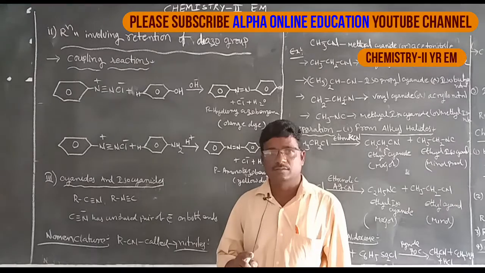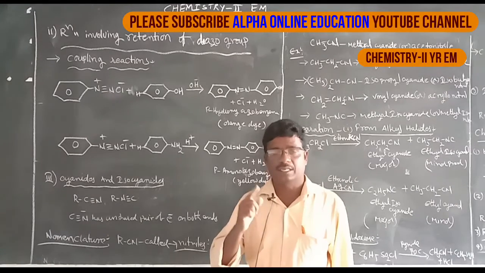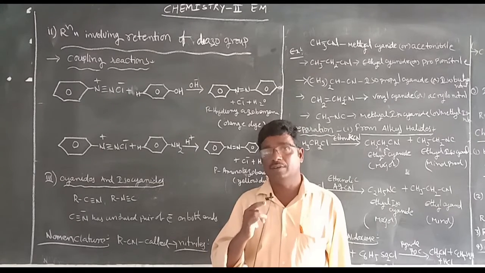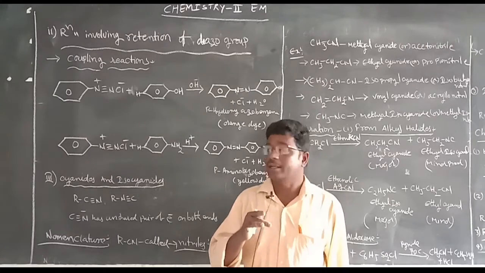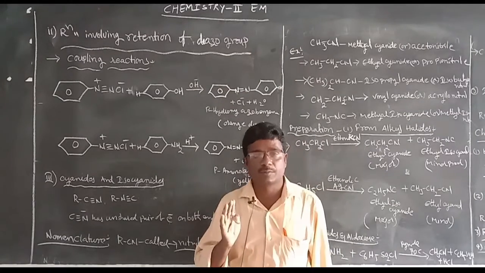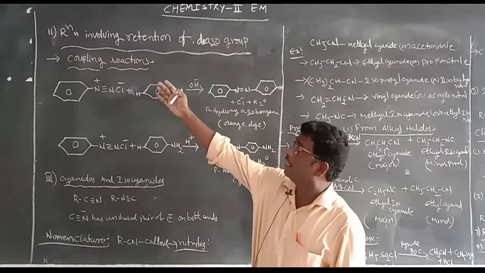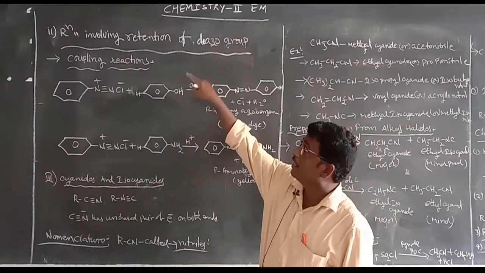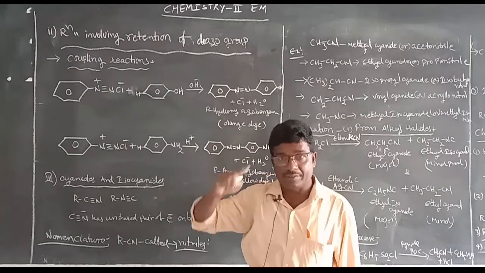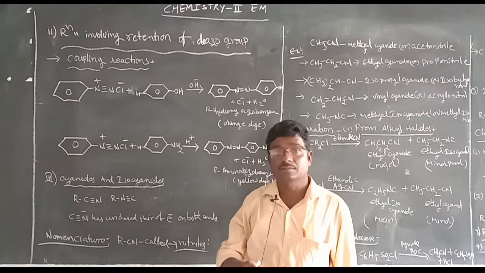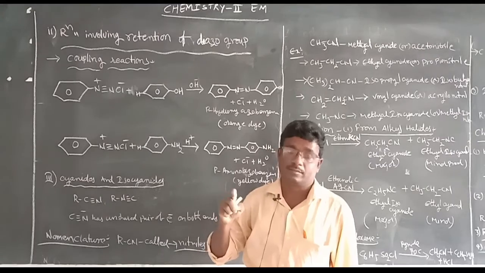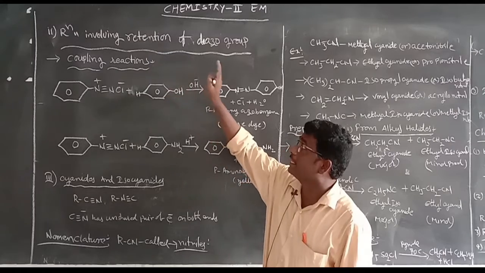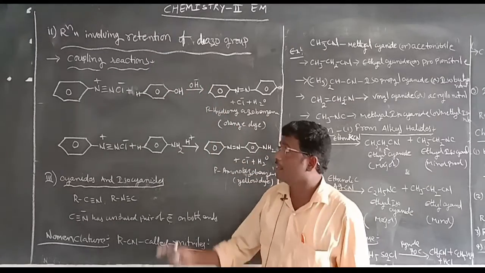That is the first one. In the previous class, we discussed the preparation of the diazonium salt, and that diazonium salt reactions involve two steps. The first is the reaction involving displacement of nitrogen, and the second is the reaction involving retention of the diazo group. In the previous class, we covered the reaction involving displacement of the nitrogen atom. But today we are going to discuss the reaction involving retention of the diazo group, or the coupling reaction.